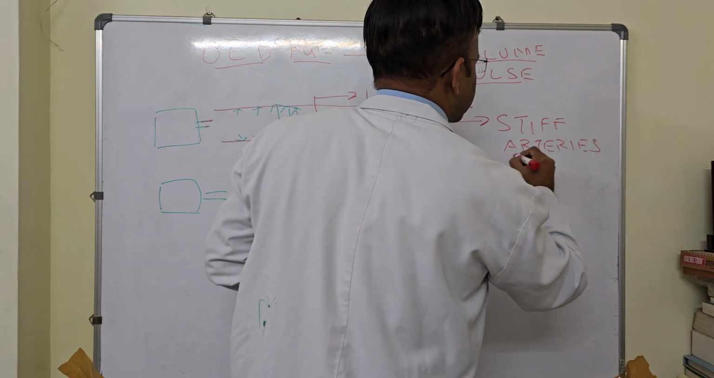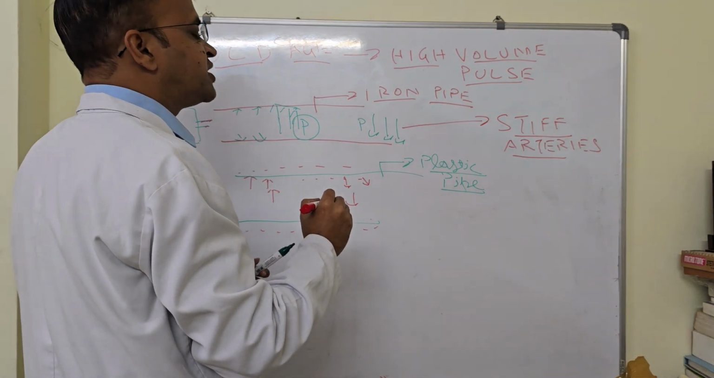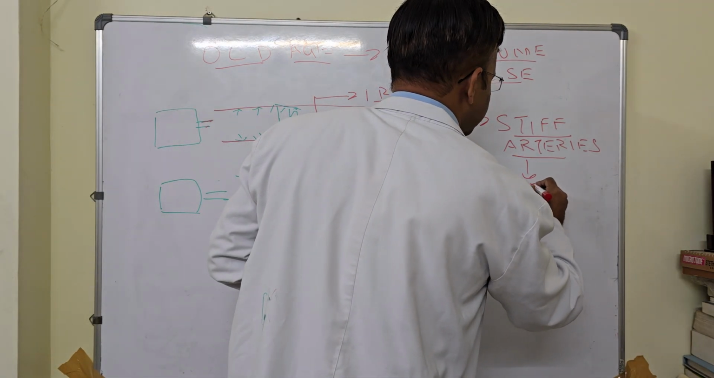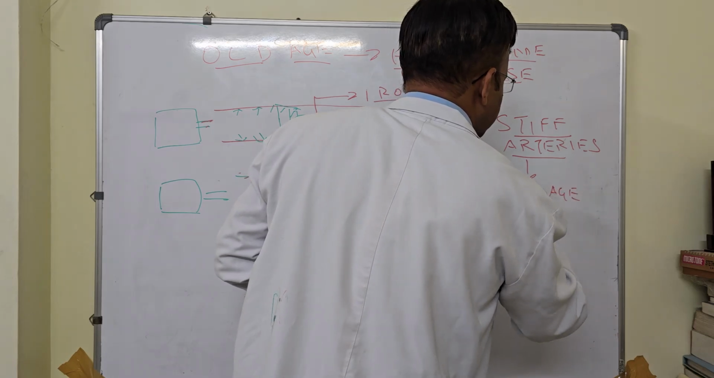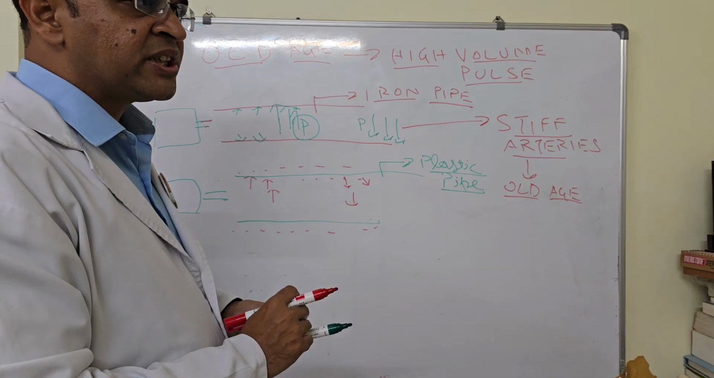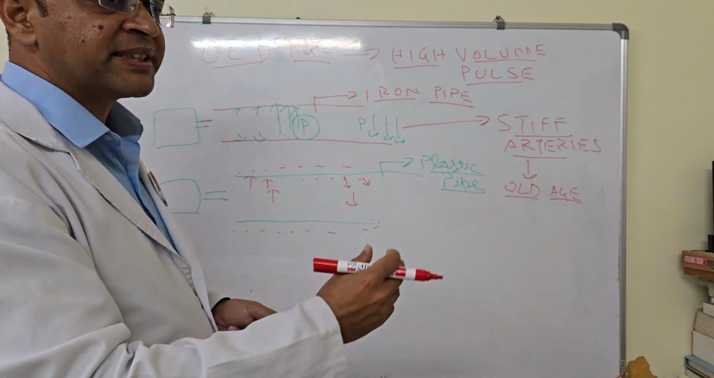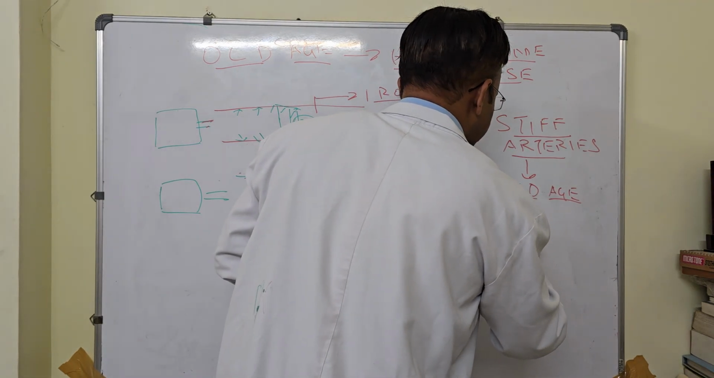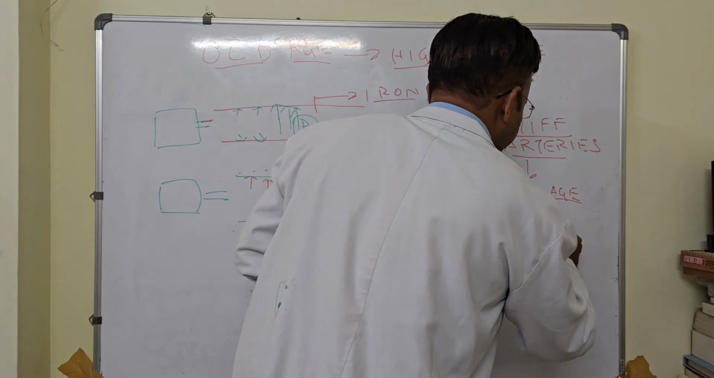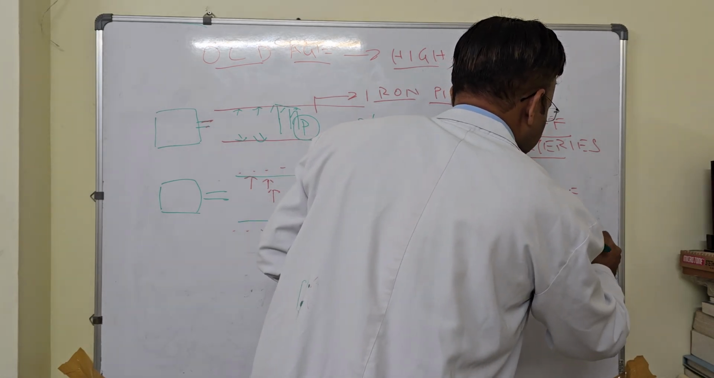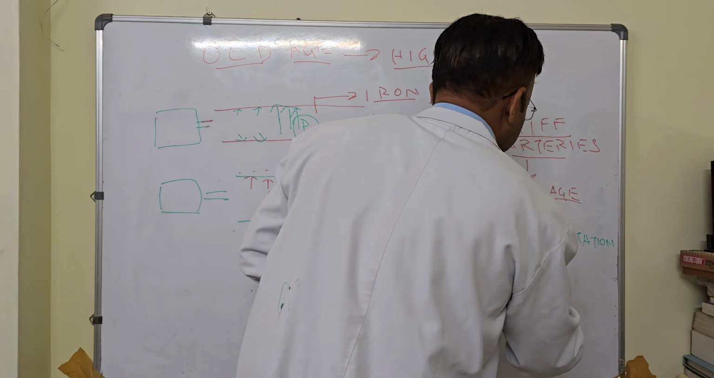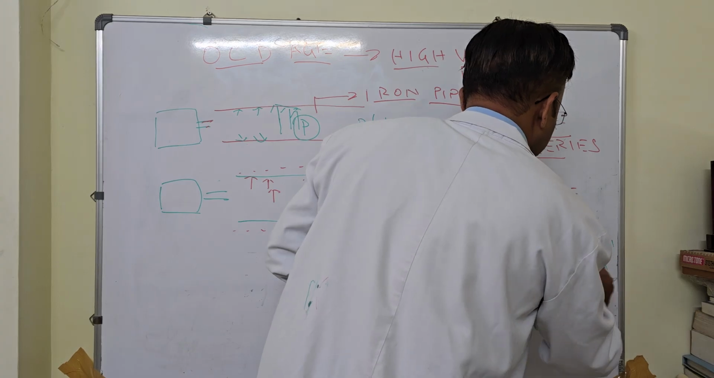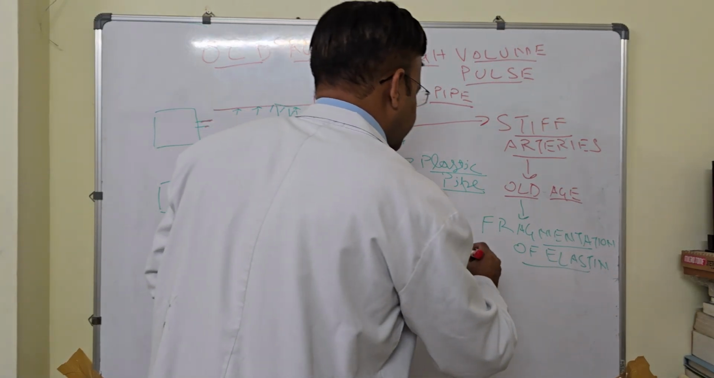Stiff arteries. So stiff arteries are found in which age group? Young age or old age? In old age group, right? And why do the arteries get stiff in old age? Because the elastin gets fragmented, right? Because of the fragmentation of elastin, and also because of atherosclerosis.